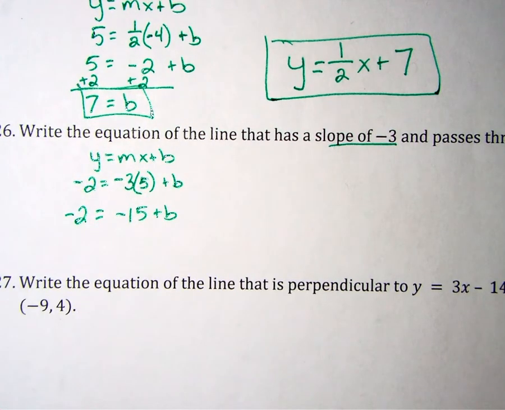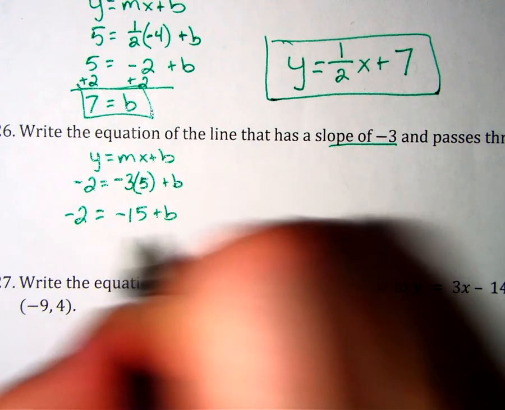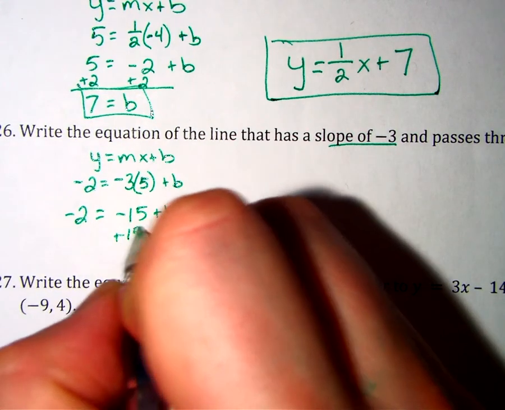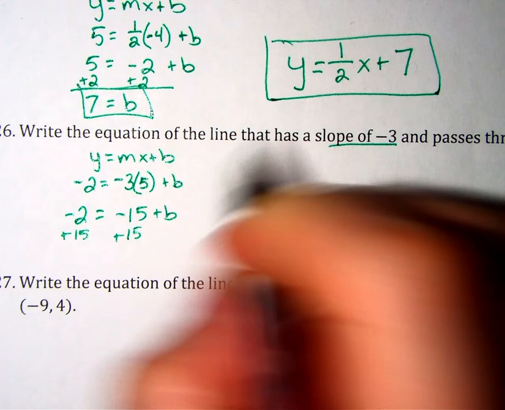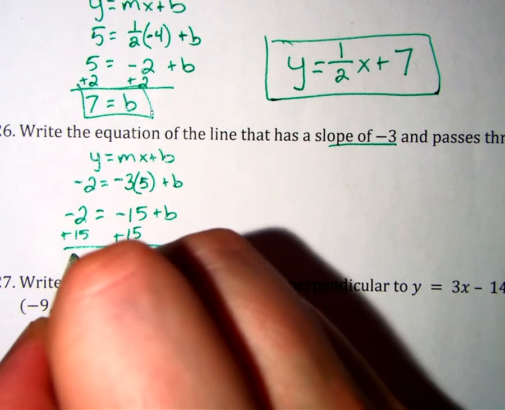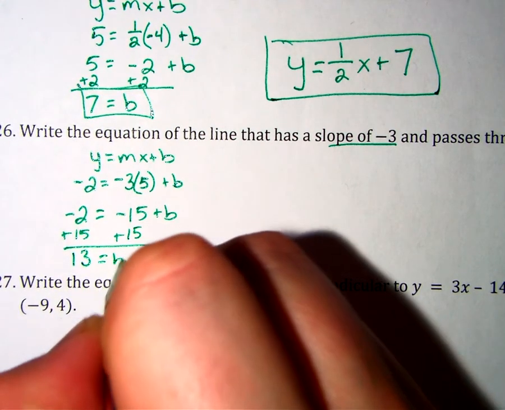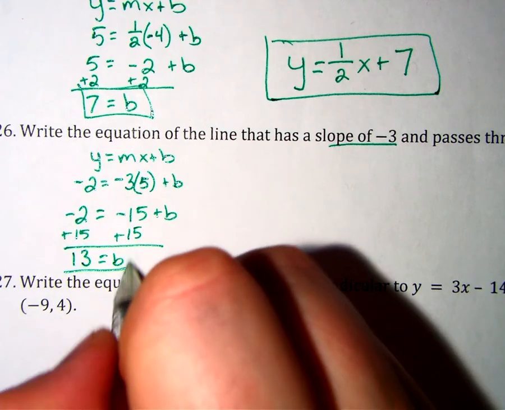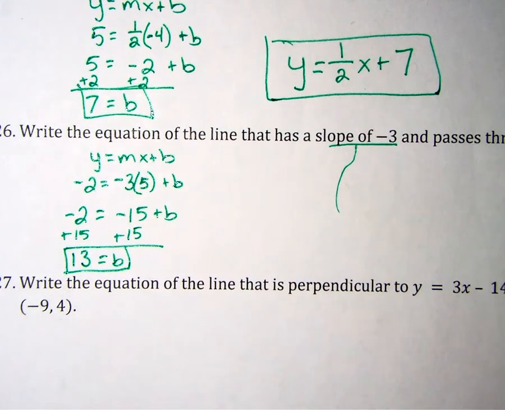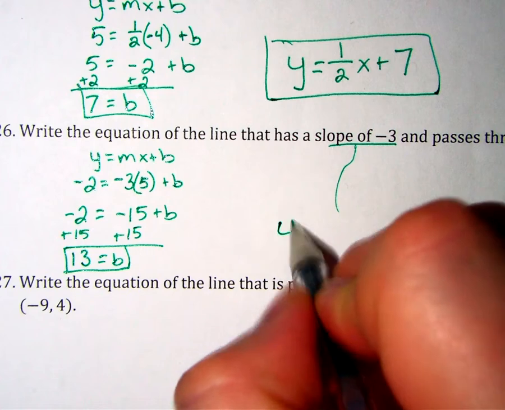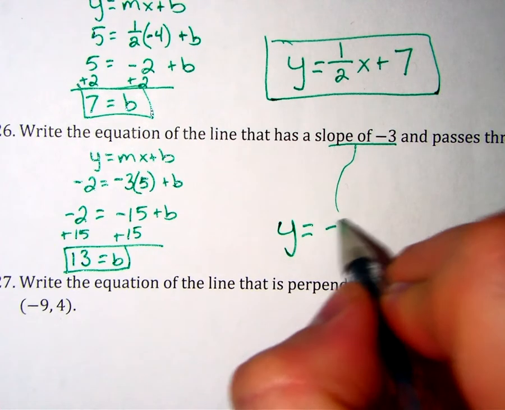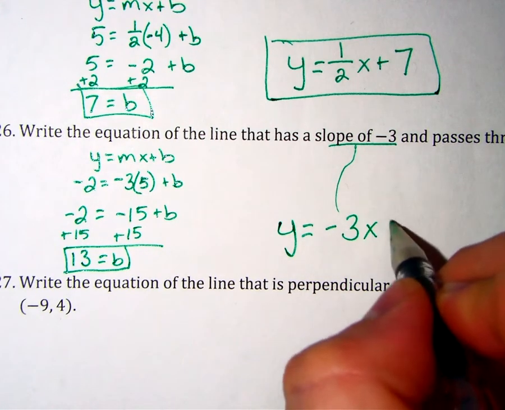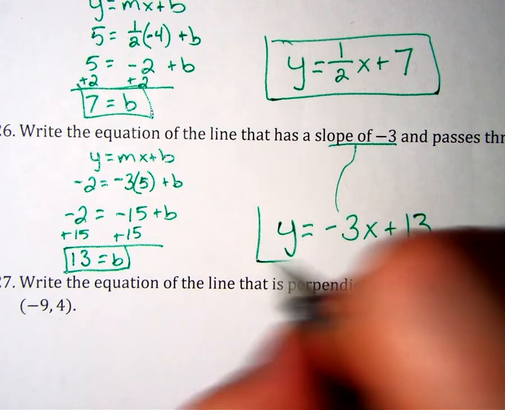We will add 15 to both sides to isolate my variable b and get it by itself. -2 plus 15 is 13 equals b. So we now know the value of b. We know the value of our slope. So our equation, y equals -3x plus 13.